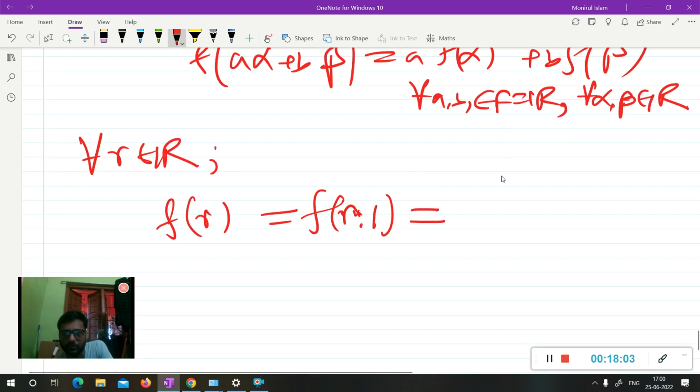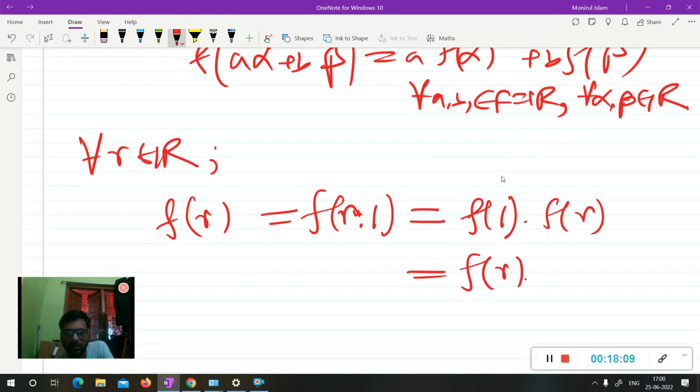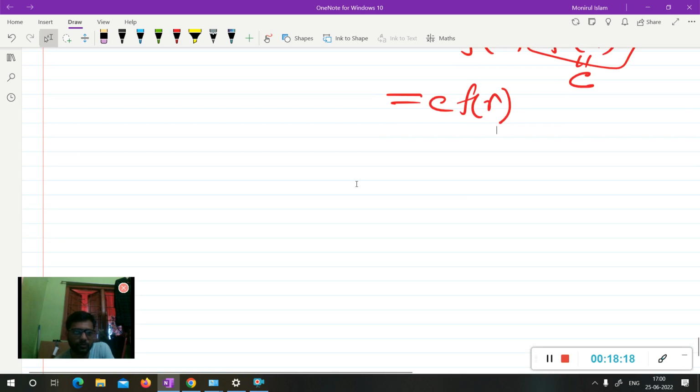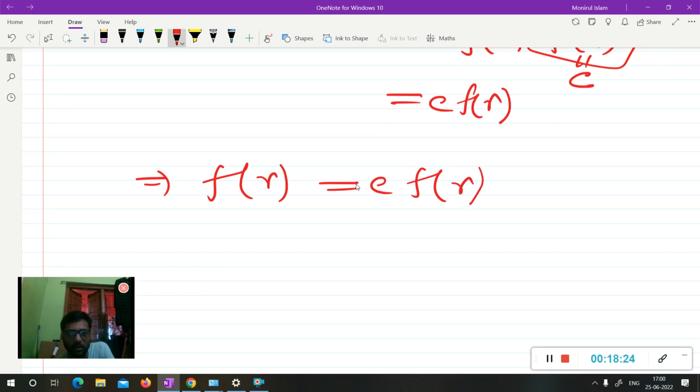If it is a homomorphism, then you can write f of r as f of 1 into r, or you can say r into f of 1. If f of 1 is a scalar, name it C. So this gives C into r. You can write f of r equal to C into r for all r belongs to R.